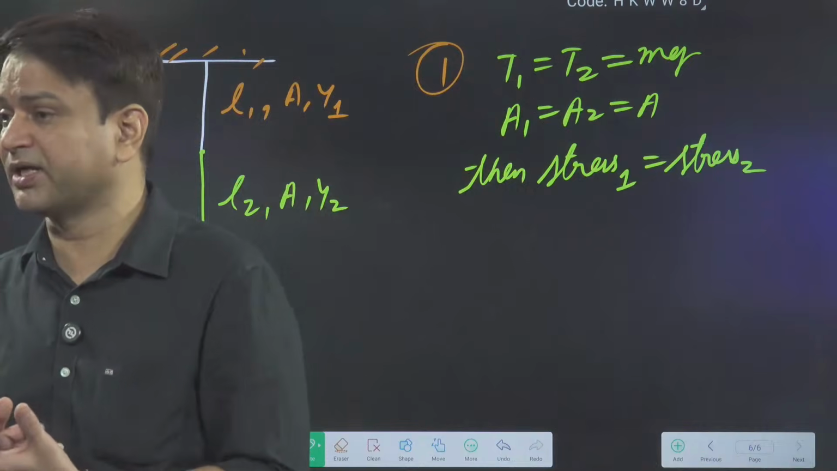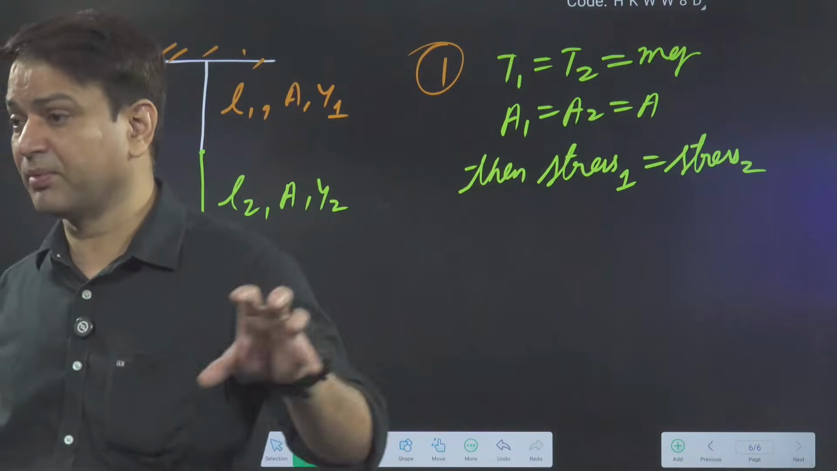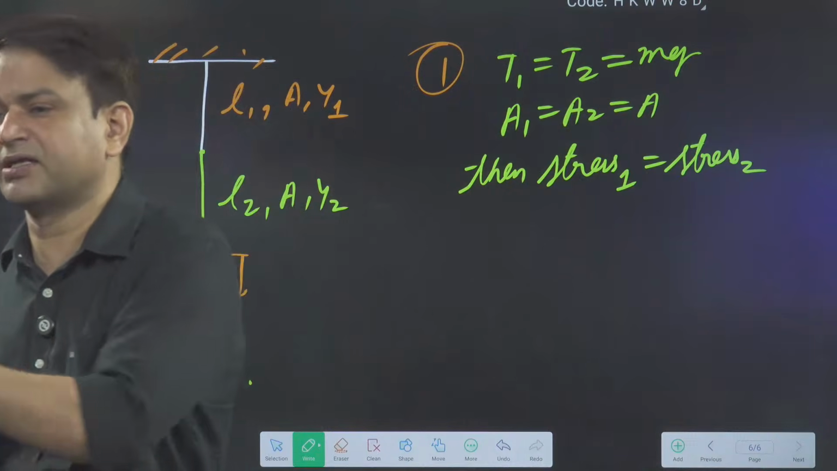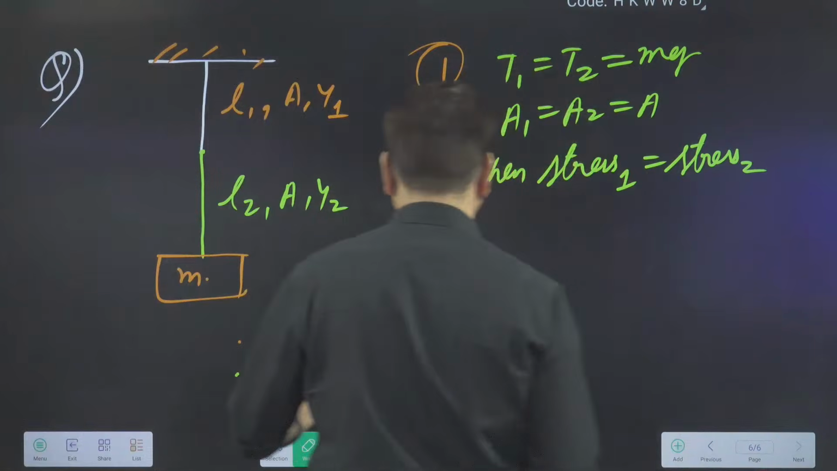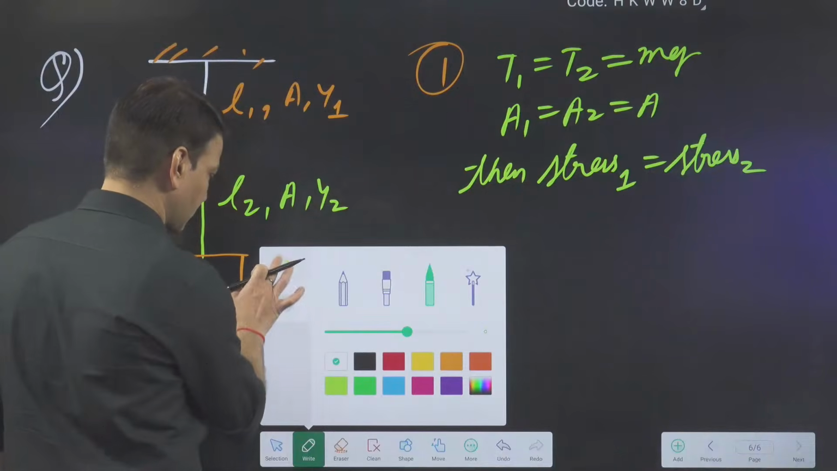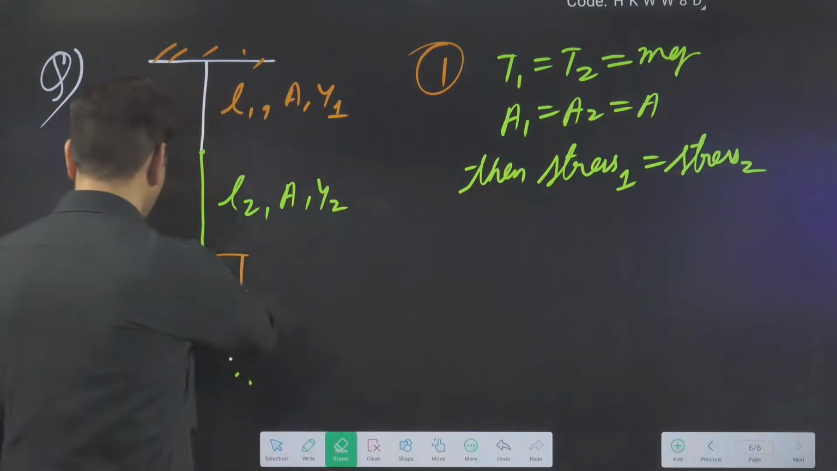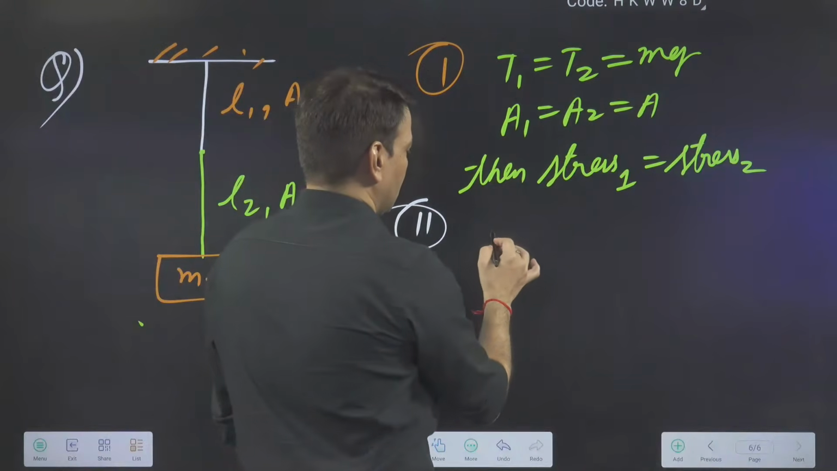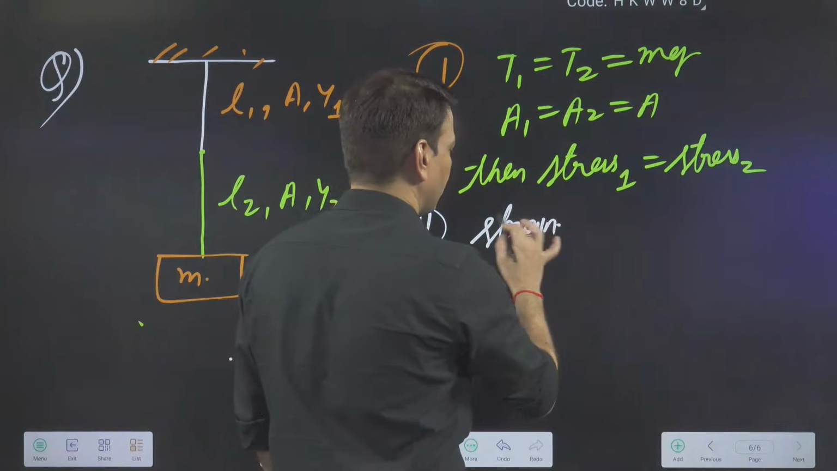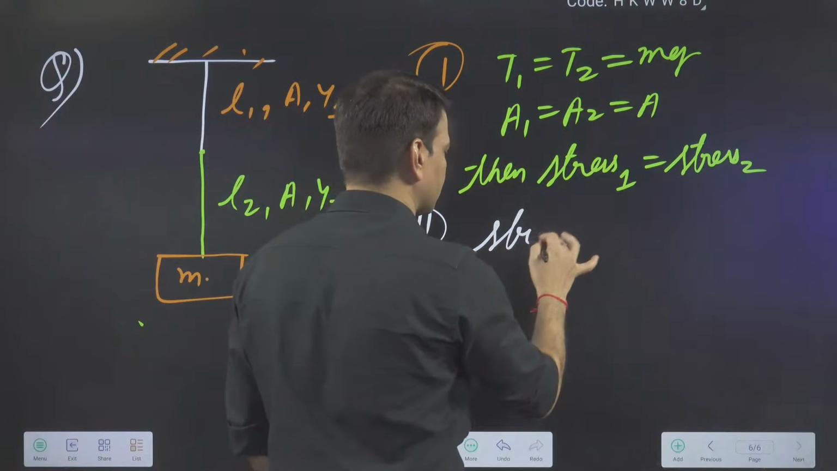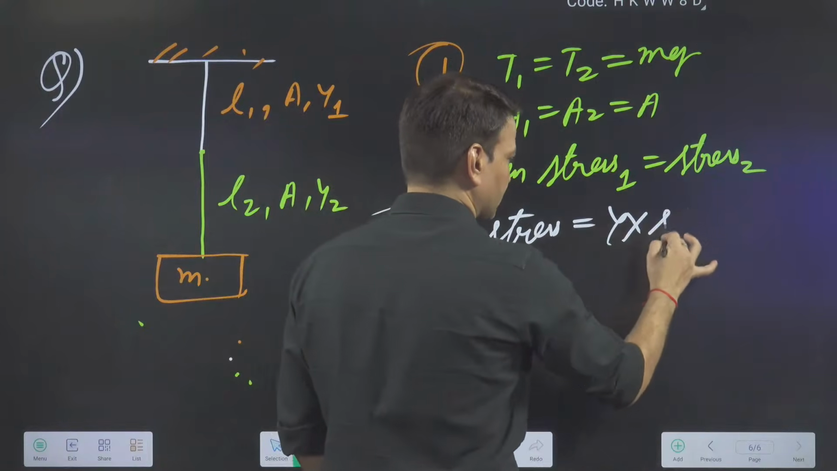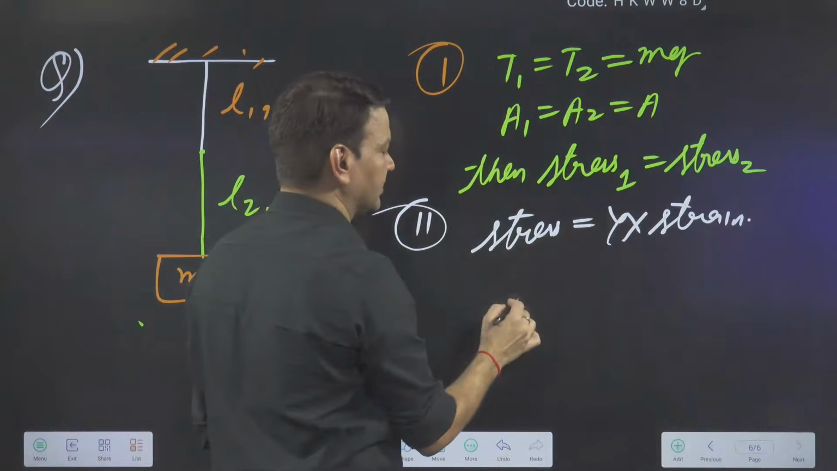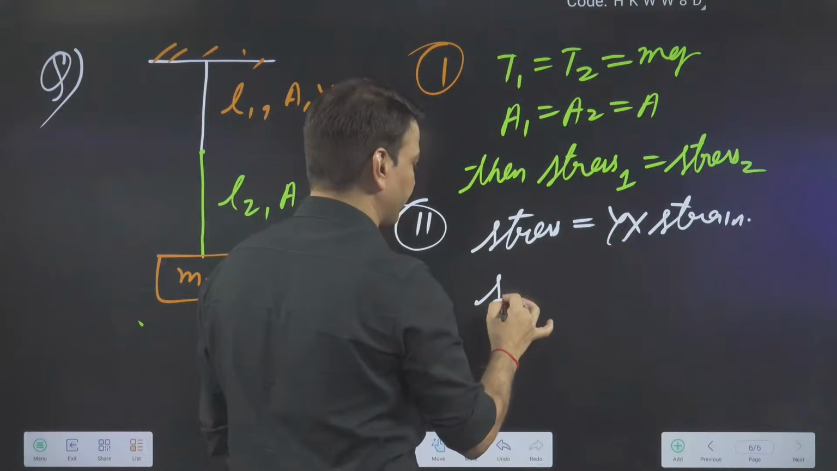I am using different materials. For different materials, stress is same, but material is different, so strain will be different. If I take the material same, then strain will be same. So I can say, stress is Y into strain. Then with stress same, Y is different, so strain will be different.